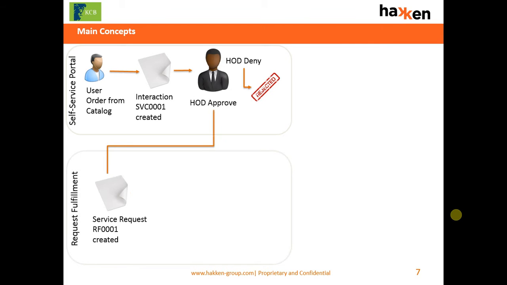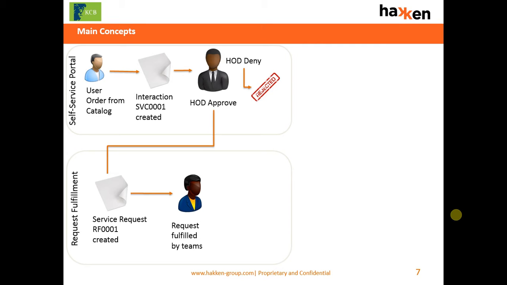After approving it, there's an automatic creation of service request records. Service request records start with RF, meaning request fulfillment. From this point on, the flow will move to the operator's portal, and the request fulfillment record, or the service request, will be handled by operators. The end user will be able to see this record, but they will not be able to interact with it.